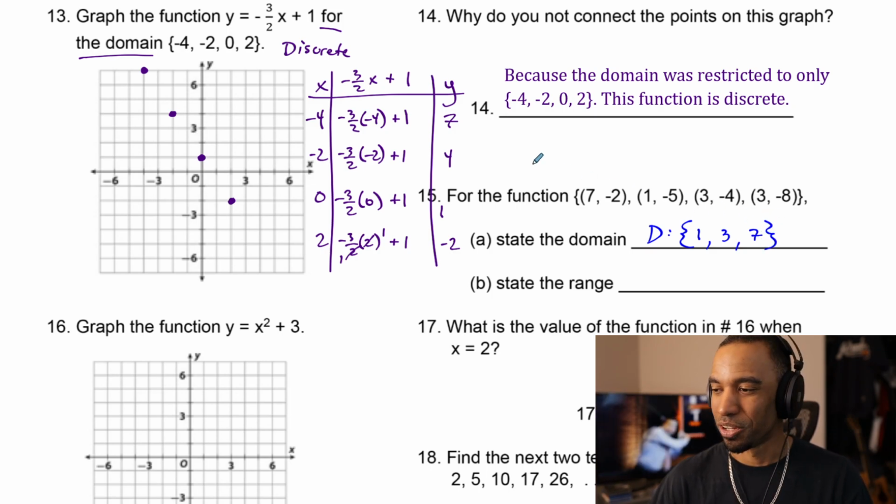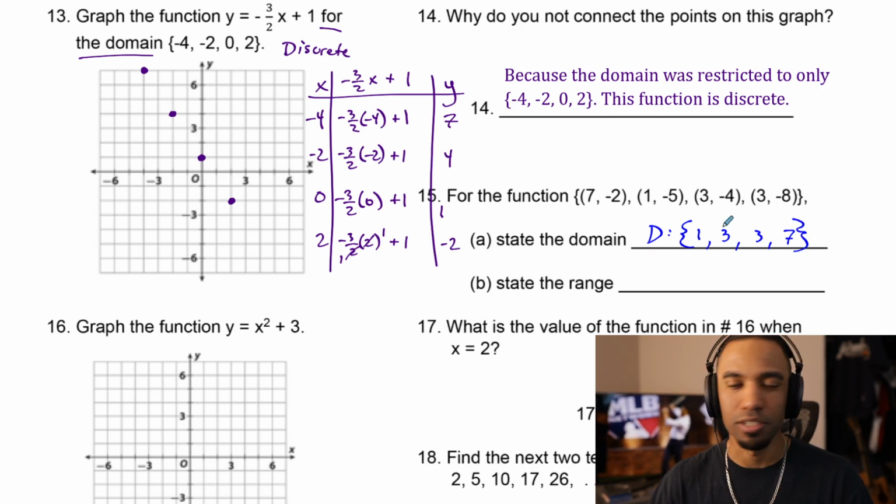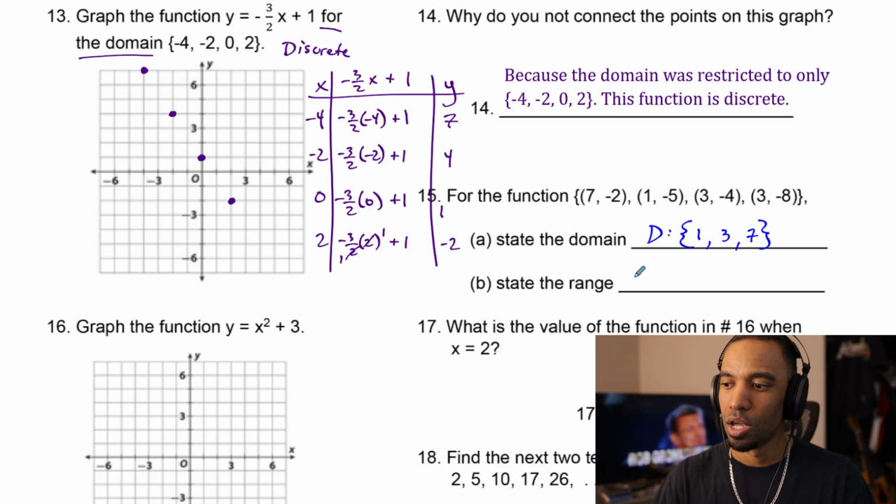You know what's hilarious is if I did write 1, 3, 3, 7, gamers might appreciate this. All right, gamers, what does that mean? You guys know, come on. Anyway, it's 1, 3, 7. No duplicates, increasing order. Boom.